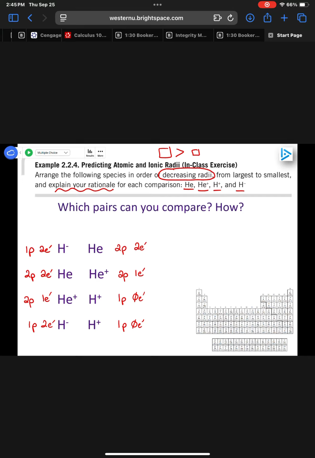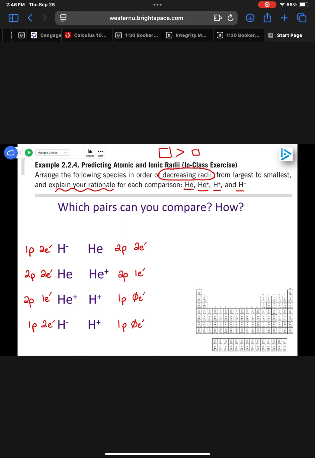What other rule that we talked about? There's more protons in helium than hydrogen. There we go. That is also true. We can see helium has 2 protons pulling in those 2 electrons. Meanwhile, hydrogen only has 1 proton pulling in those 2 electrons. The proton to electron ratio is different. That is true. That can help us identify this.